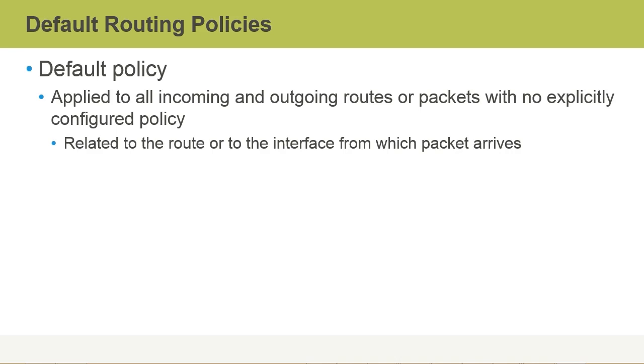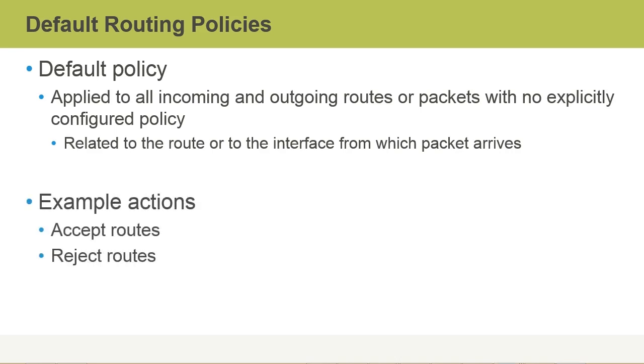Now, what happens if I create a routing policy where there are no rules that actually match a specific message that comes into the router? What happens? A default policy is applied. So there are default routing policies, and those are applied to all incoming and outgoing route advertisement messages where you have not configured an explicit policy to handle that type of message.